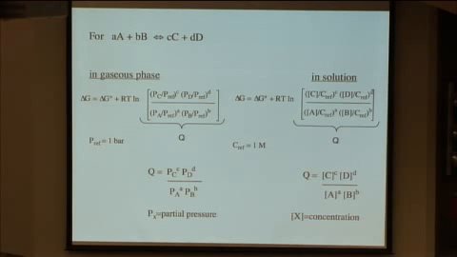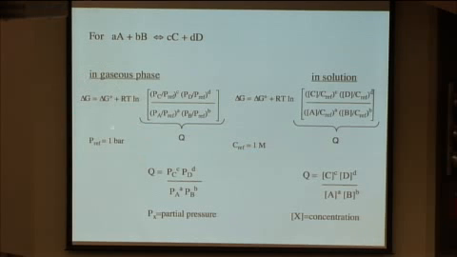So we're going to talk about Q, this reaction quotient, and we're going to have different types of problems, some where we're talking about gases and others where we're talking about solutions. So you can see two different kinds of Qs, one that depends on partial pressure of the gas and another that depends on concentration.